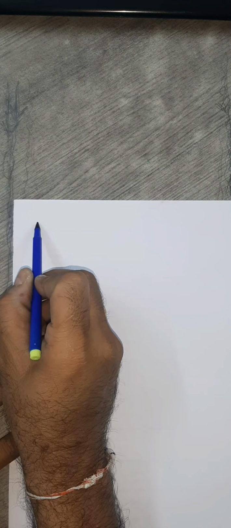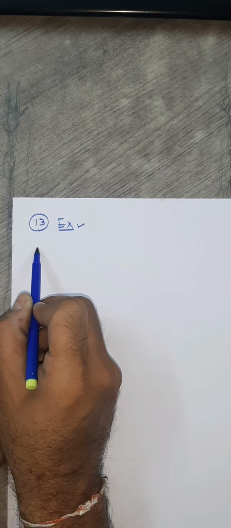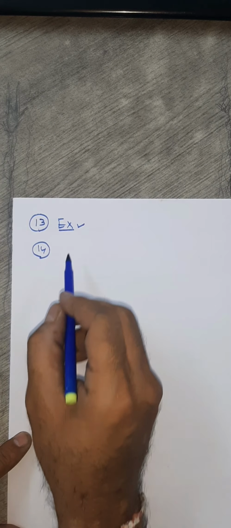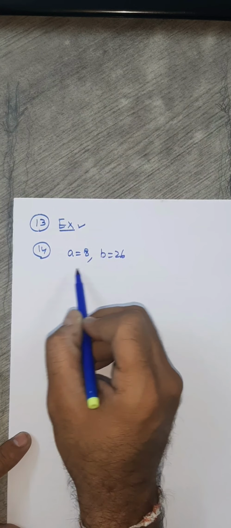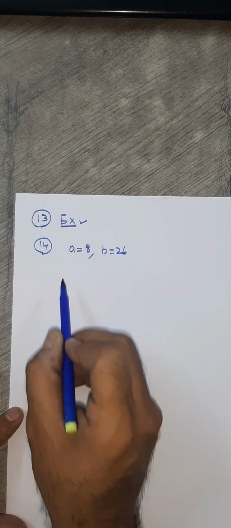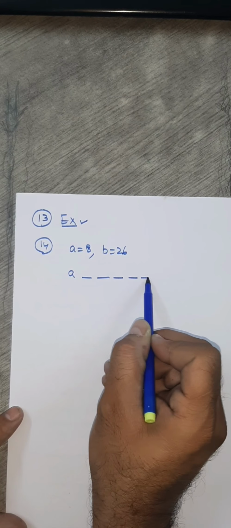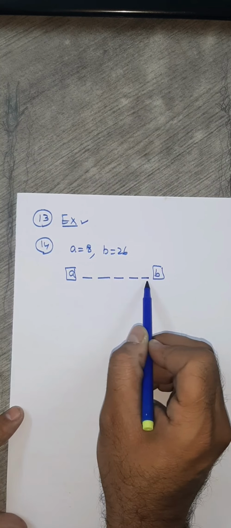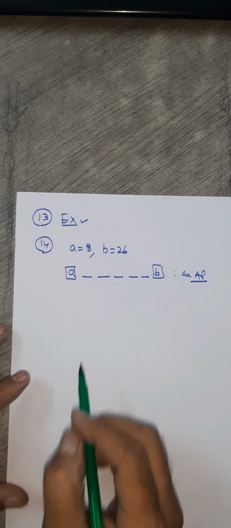Question number 13, which I leave it for you. Try yourselves, not a difficult question. I'll go to question number 14. Insert 5 numbers between 8 and 26, so it becomes an arithmetic progression. We had such discussion in the theory portion. A you are given, B you are given. We want 5 numbers between these two. So this becomes an arithmetic progression. So this question is about 5 arithmetic means.